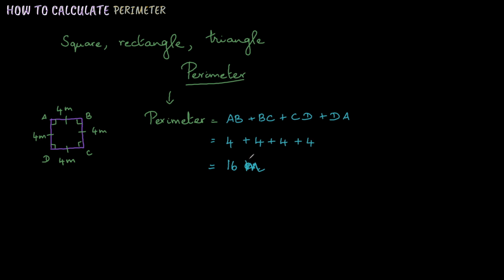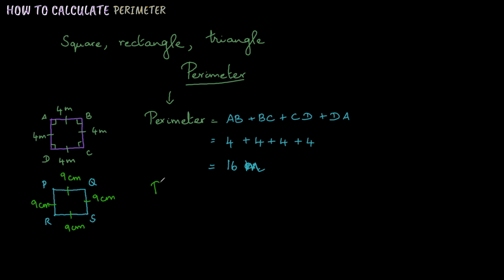Now let me take one more example with a square. I am drawing another square. Let me name it as P, Q, R, S. The properties of the square are that all the sides are equal. Let me take this side to be 9 centimeter. So this side is also 9 centimeter, this side is also 9 centimeter, and this side is also 9 centimeter.